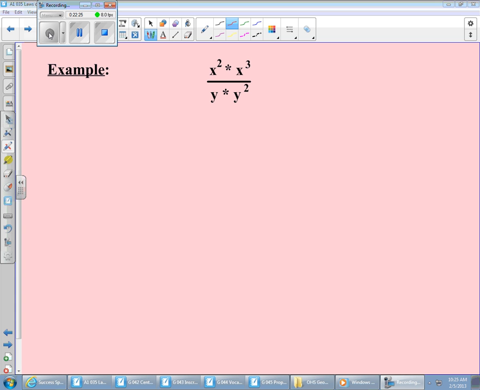Well, look at the numerator. What do you see in the numerator? X's. But do you see any particular law going on with those x's? Yeah. How about Law 1? Right, we have an x times an x. Well, what's the rule with that? What are we supposed to do when we have x times x? Add them up. So what do you actually have in the numerator? We have x, and then we're going to have 2 plus 3 in the exponent.